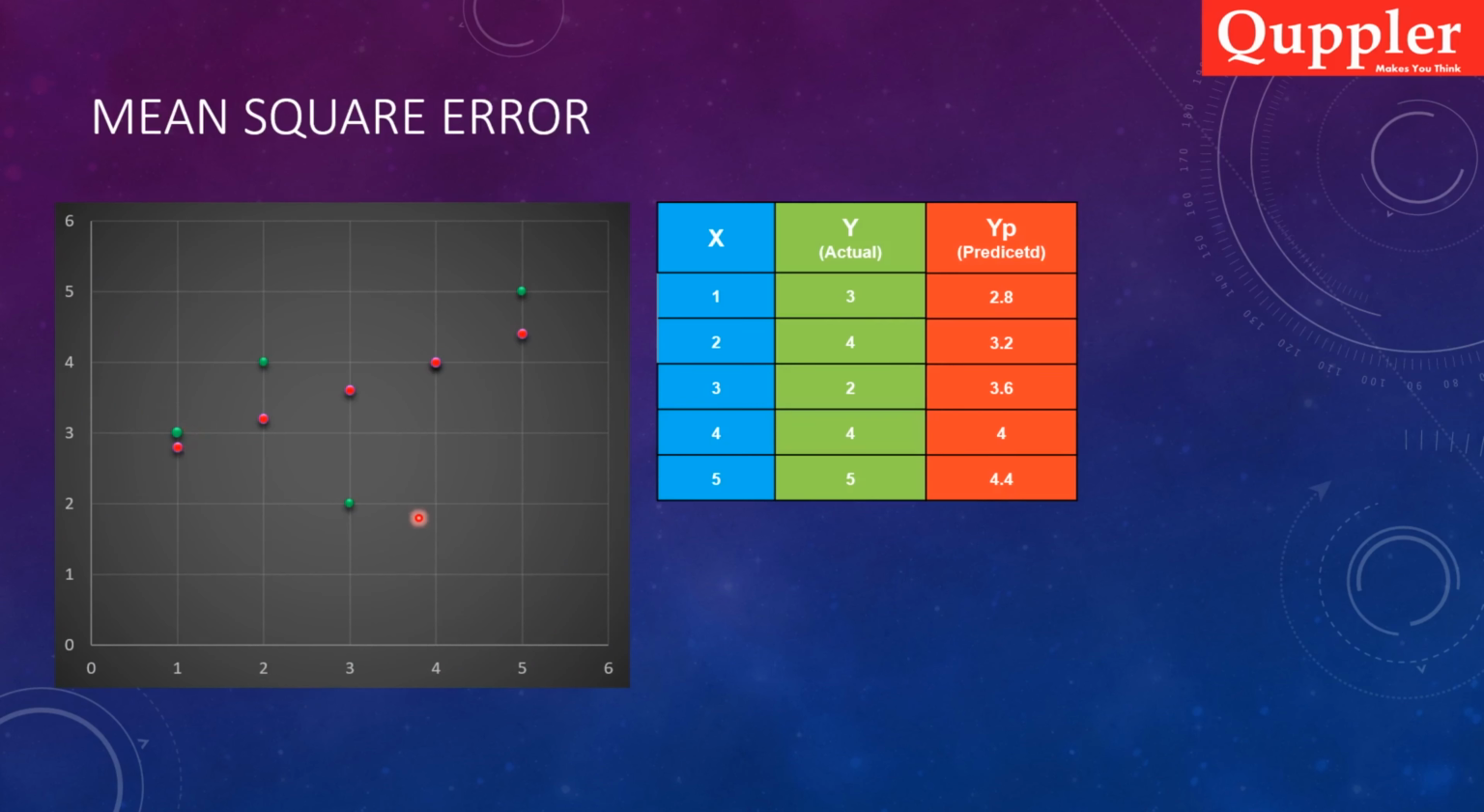Once you plot this in a 2D diagram, it is going to look like this, where the red dots denote the predicted values, whereas the green dots denote the actual values.